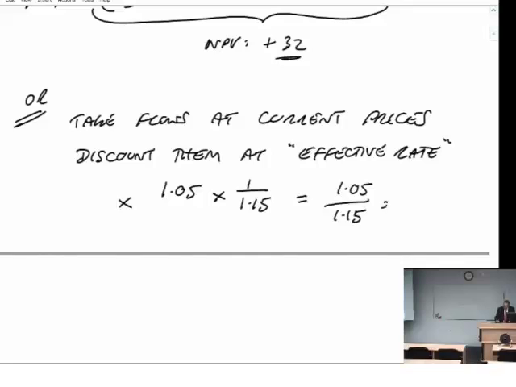And if you divide top and bottom by 1.05, 1.05 divided by 1.05 is 1. 1.15 divided by 1.05. Oh, sorry.